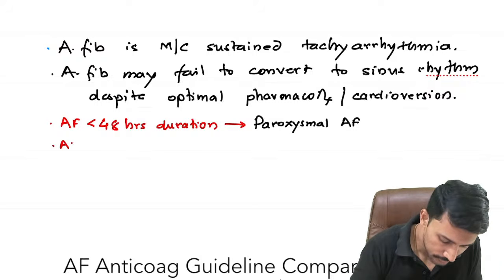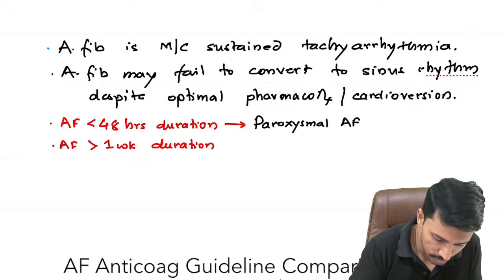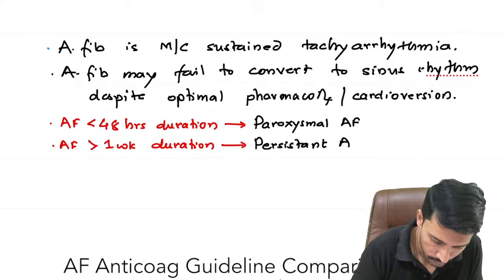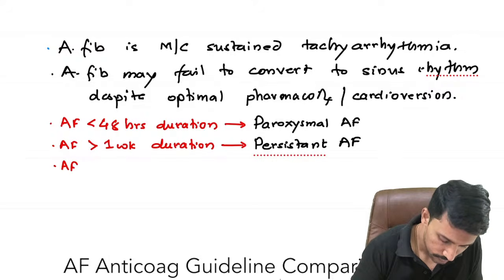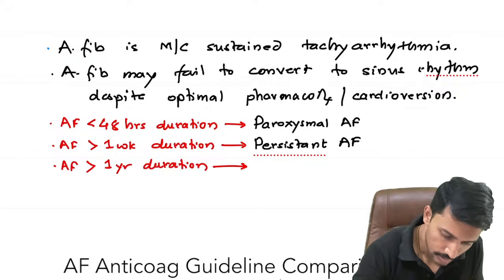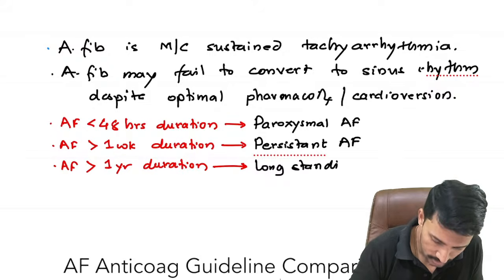If there is AF of more than 1 week duration, then we will call it persistent AF. And if there is AF of more than 1 year duration, then we will call it long-standing persistent AF.